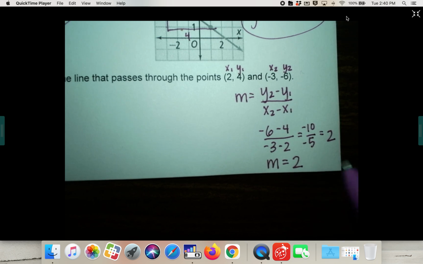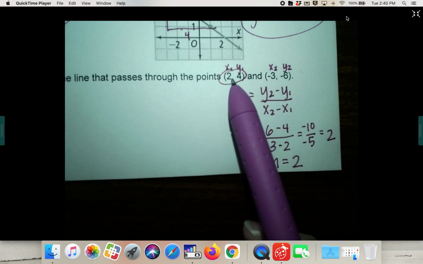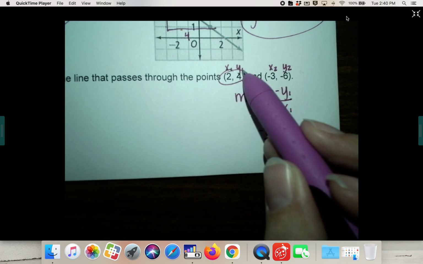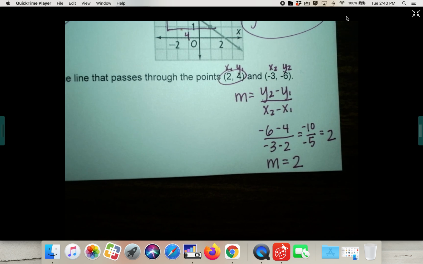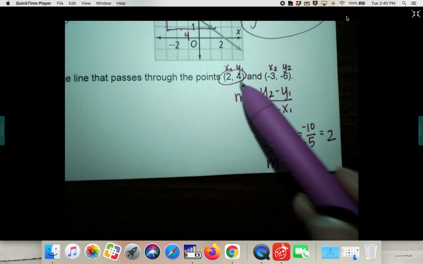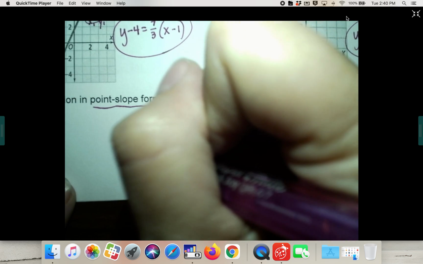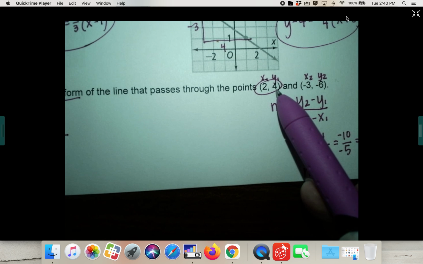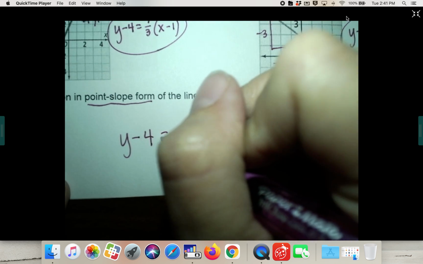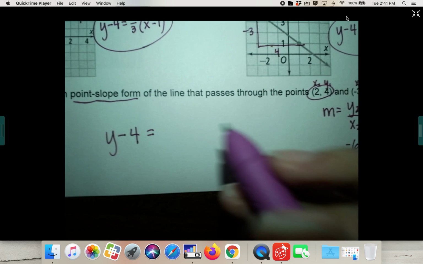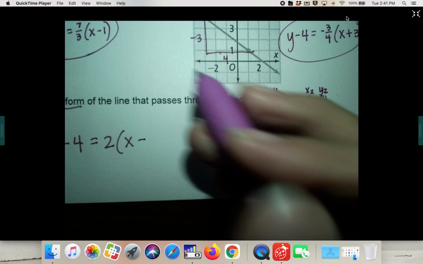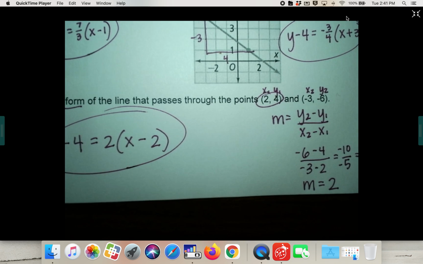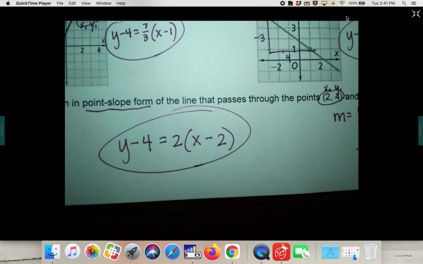If I know my slope is 2, all I have to do is use one of the points to make my x1, y1. It does not matter which point you use. I always just go for my first one just out of habit. So if I know my slope and I know a point, let's write the answer. Y minus my y1, which I'm using 4, equals my slope, which I just found is 2, times the quantity x minus my x coordinate, which is 2. All right, on the back. Oops, sorry, there's your answer, on the back.